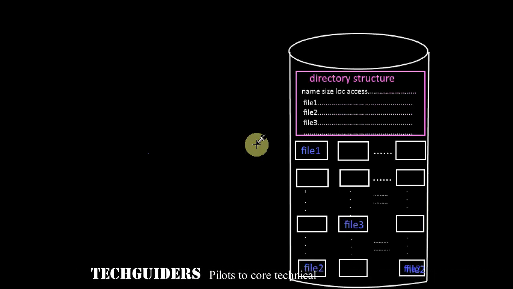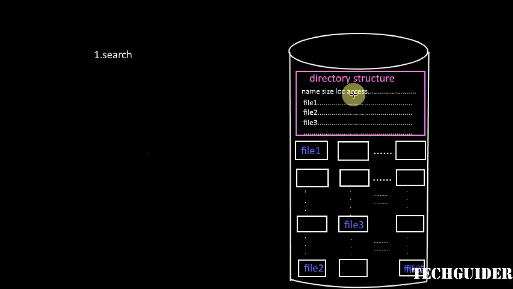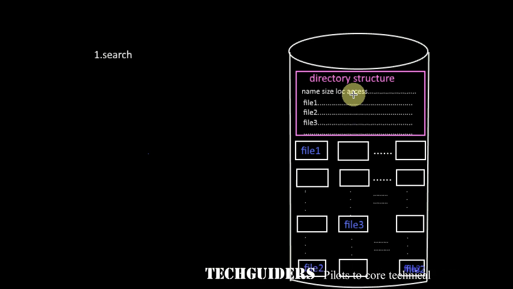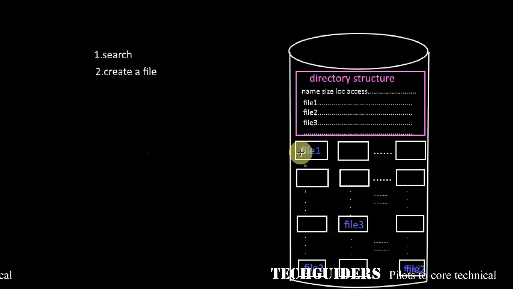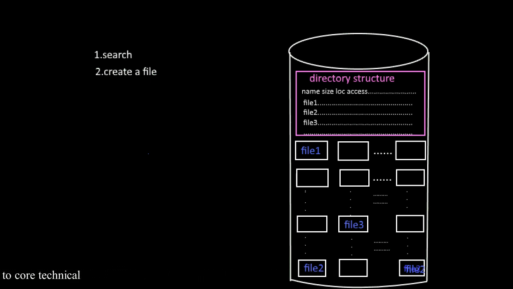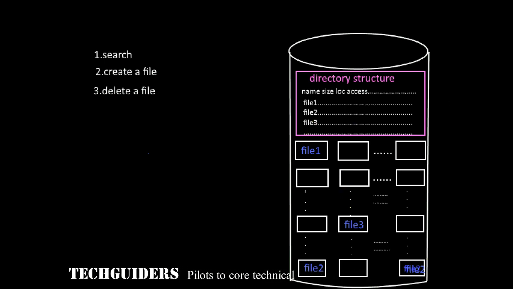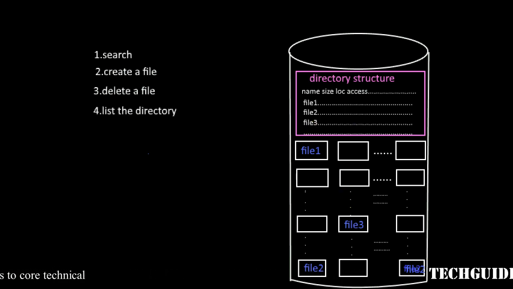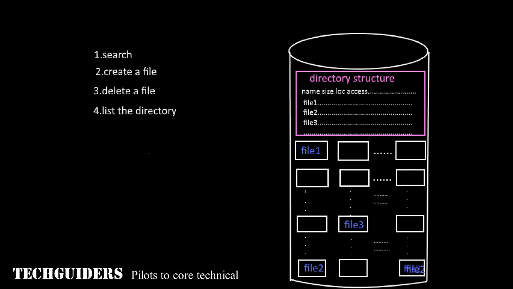Now, what are the operations that are to be performed on a directory? First of all, search. We may need to search the directory for a particular file entry corresponding to a specified file name. Then create a file. After creating disk space for the file, we should create an entry for the file in the directory. Similarly, deleting a file. If the file is no longer needed, after freeing up space for that file, we should delete the entry from the directory. Then list all the files within a particular directory and the information about these files.